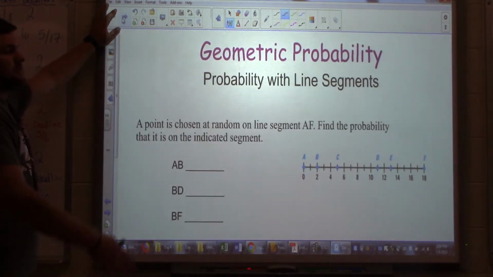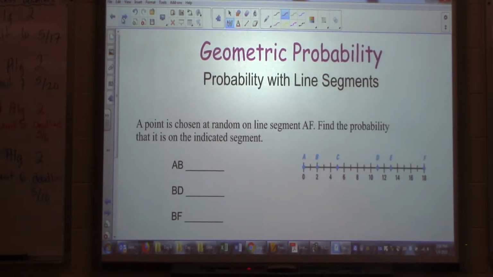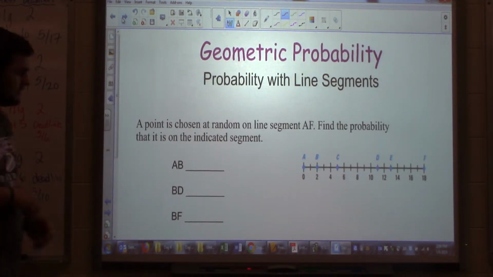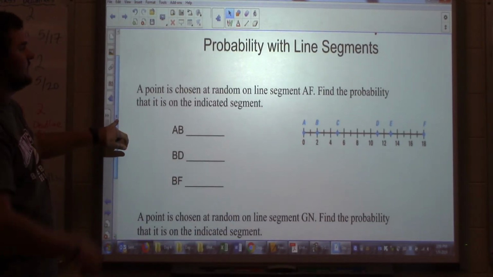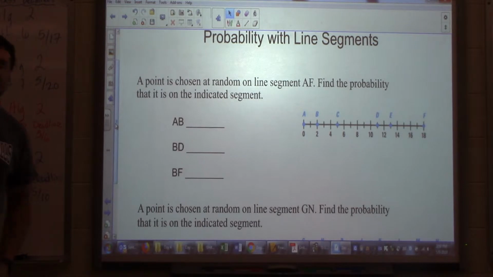So those we were all using area. Now we're going to use length a little bit. We want probability of line segments. So we're going to choose a point at random on line segment AF, right there. Find the probability that it is on the indicated line segment AB. Remember, we want favorable outcome over total outcome. What do you think?